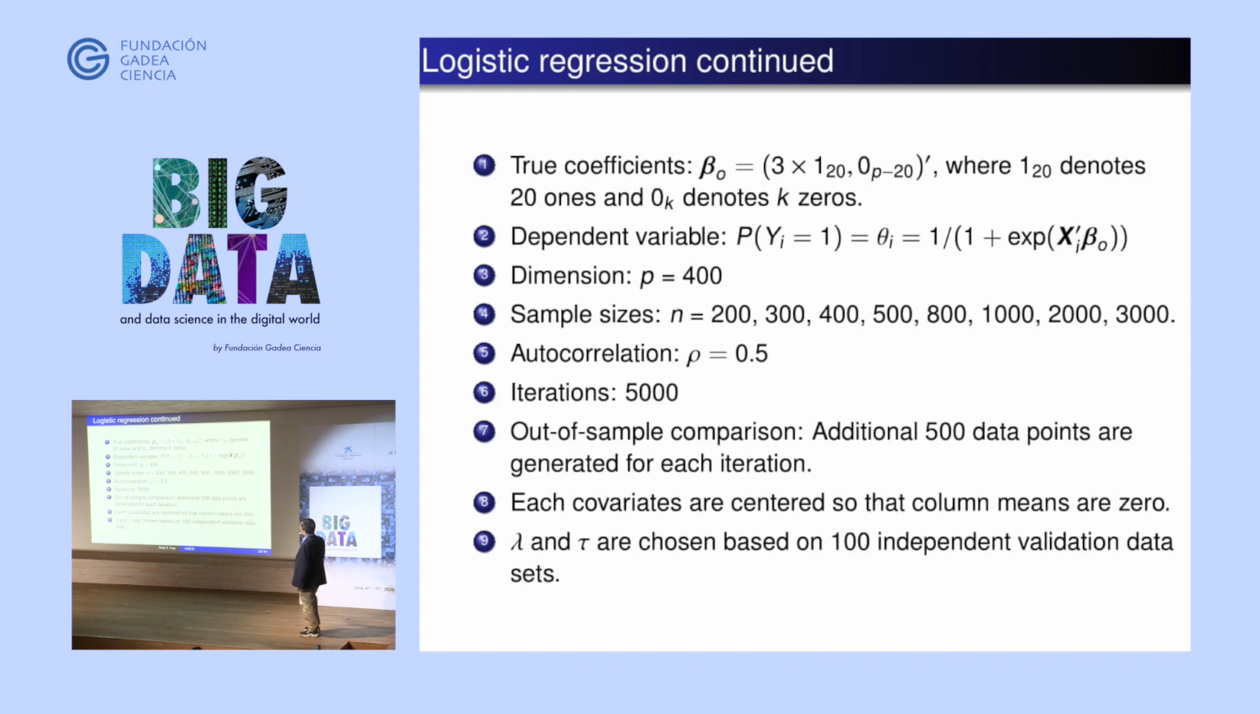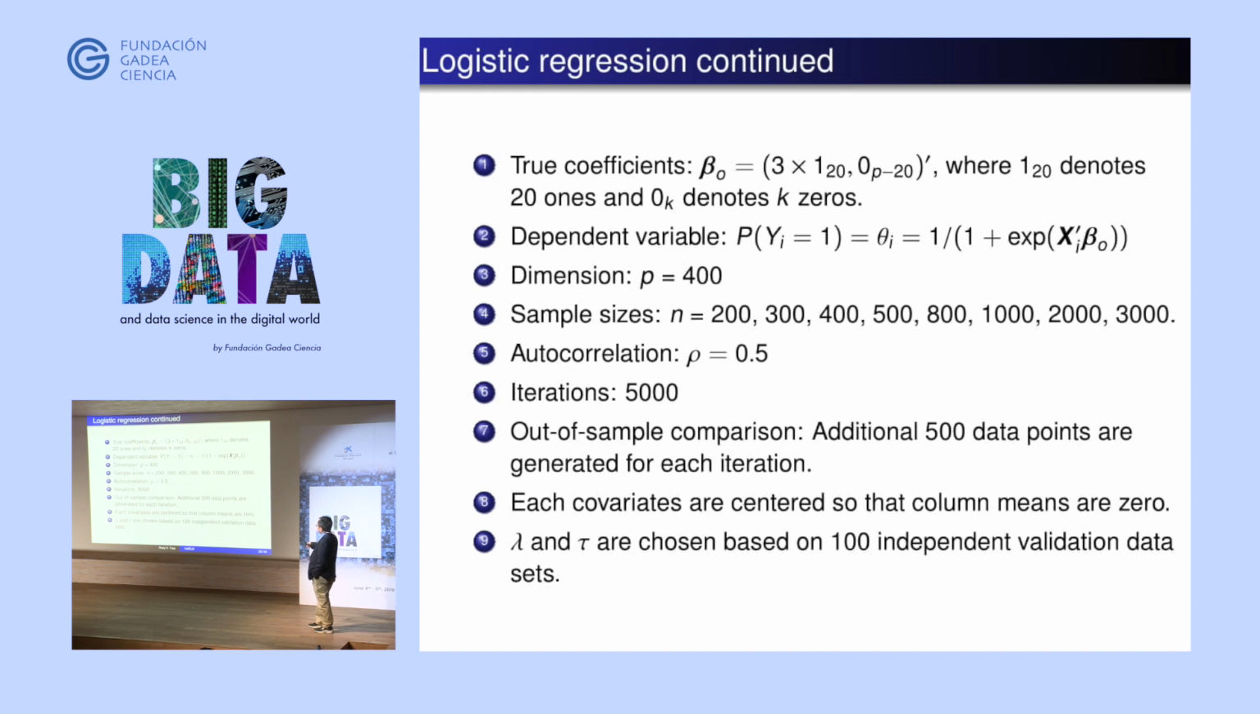For the logistic regression, we have 400 dimension in our simulation. The probability of that equal to 1, given this polynomial here. This beta 0 is here. We have 400 dimension. The first 20 are 3. We always use 3. Jianqing also uses 3. I was surprised. Maybe we are from the same school, using the same type of structure.